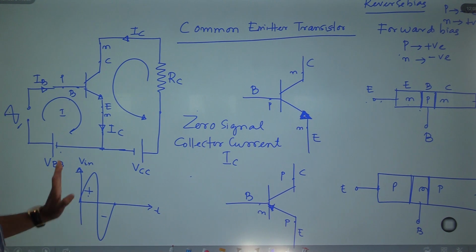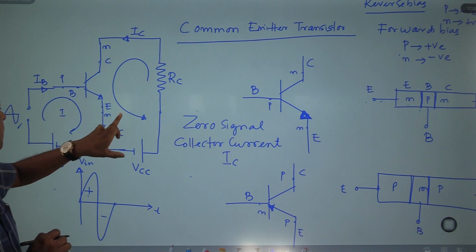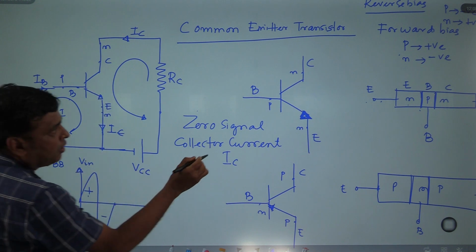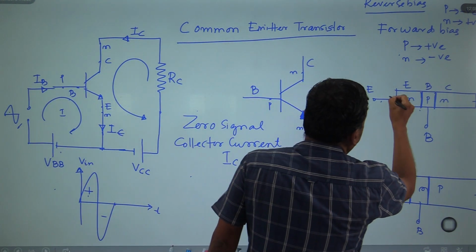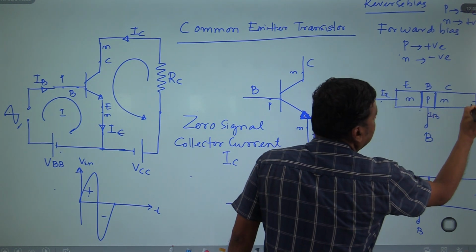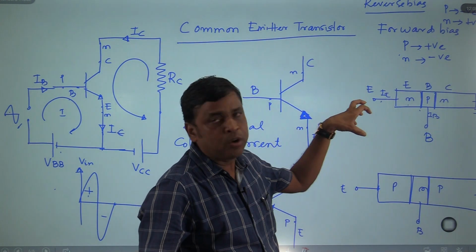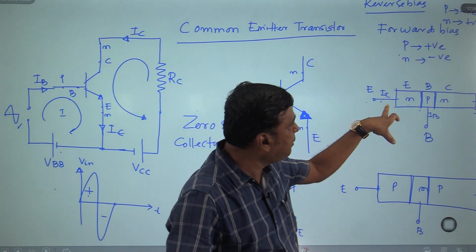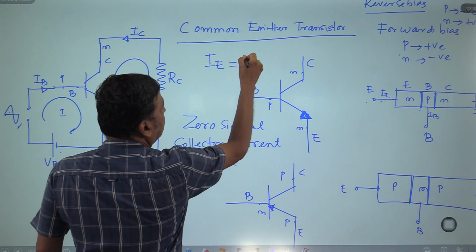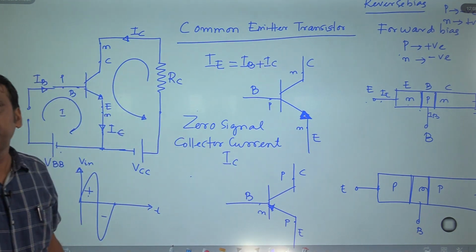Due to this battery source, the current at the collector terminal is called the zero signal collector current. In a transistor there are three currents: the base current, the emitter current and the collector current. Here this is your emitter current IE, this is your base current IB, and this is your collector current IC. The total charge carriers emitted by the emitter constitute the emitter current. So emitter current IE equals base current plus collector current.